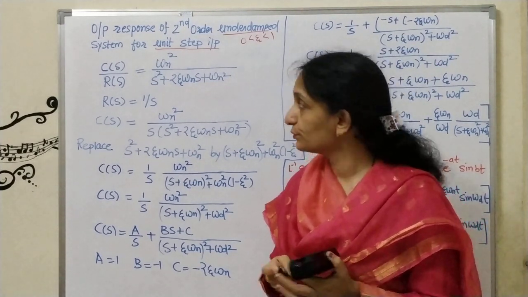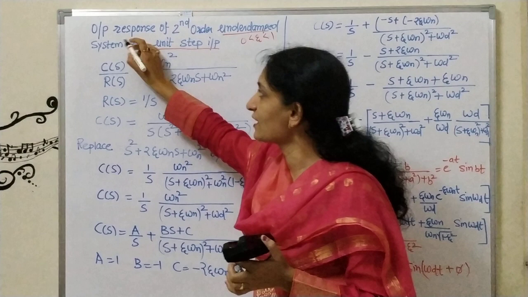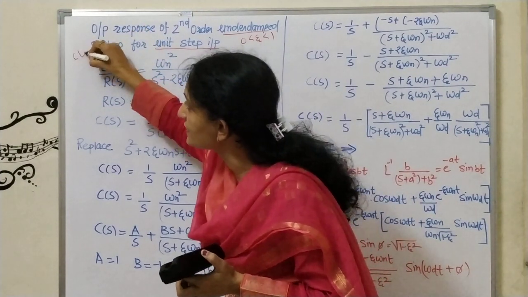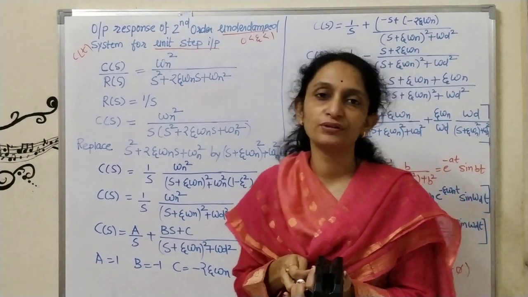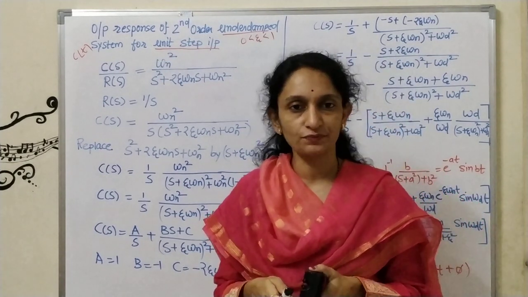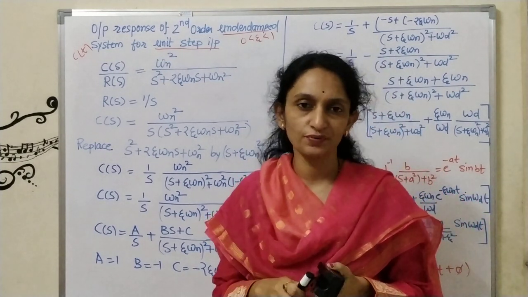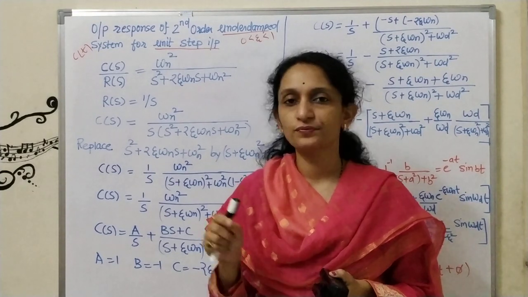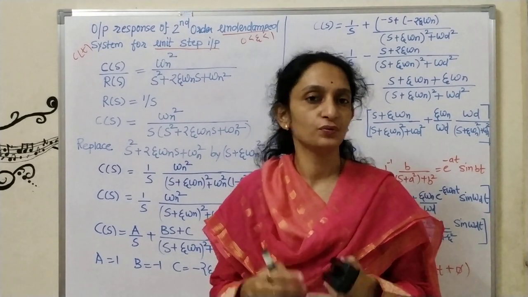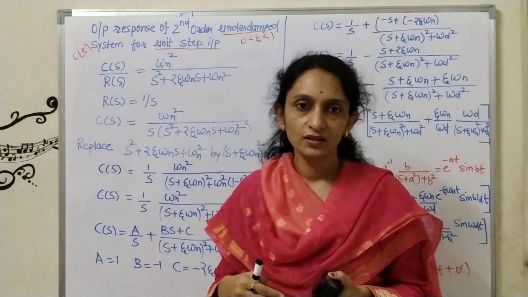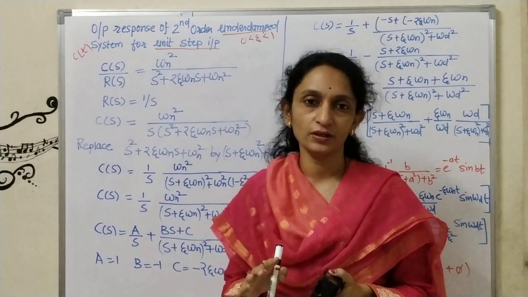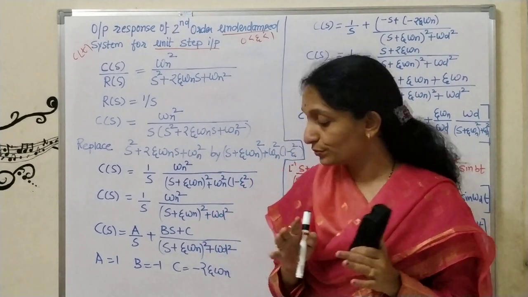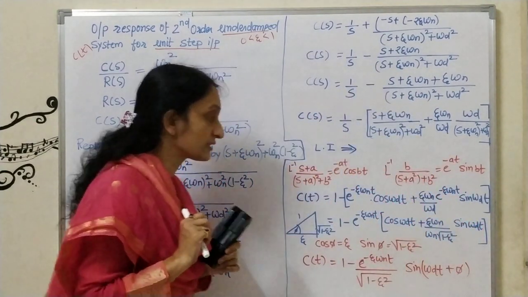So what we need to do, when the output response is asked, we need to calculate C of t. Now we know the procedure to get C of t. First we need to get transfer function, that is C of S upon R of S. You will substitute the value of R of S in that transfer function, you will get C of S. Then you have to take Laplace inverse so that you will get C of t. I hope you know the concept to get C of t.